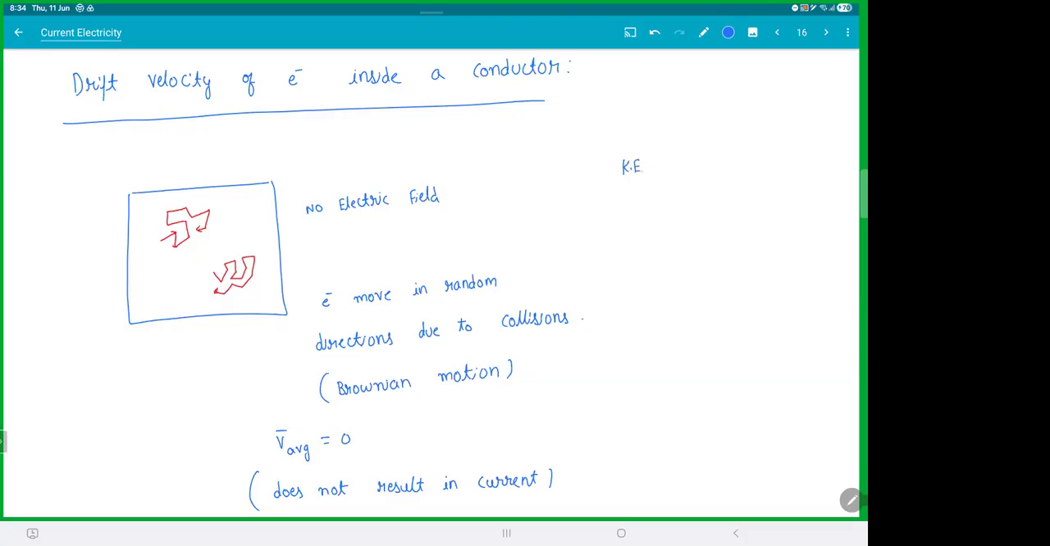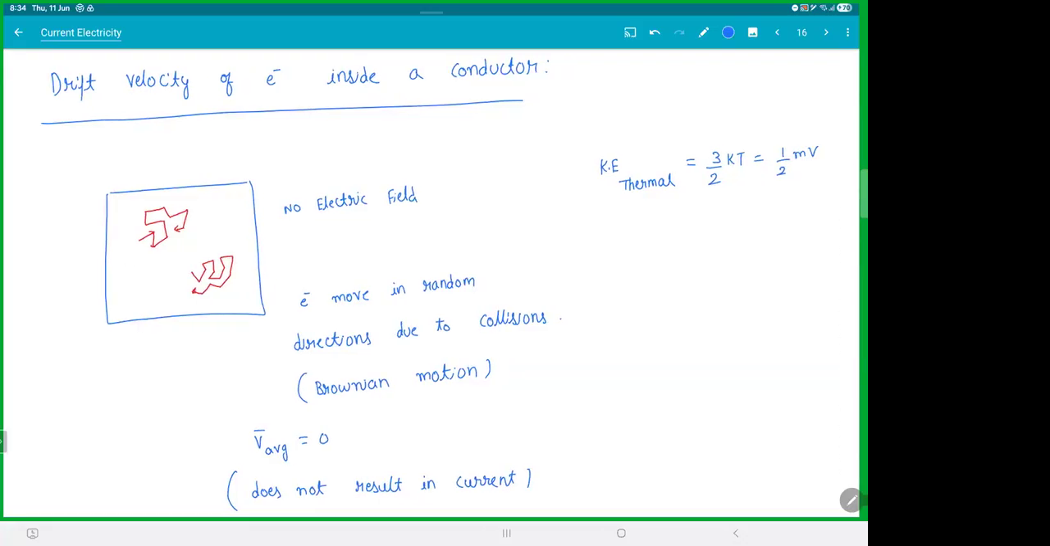And if you actually try to calculate this speed, this is thermal kinetic energy. If you remember, this is equal to 3/2 kT, where k is the Boltzmann constant, which is equal to half m v thermal squared. So this speed is called v thermal because this is coming due to temperature. And this speed is very high. These electrons inside the conductor are moving in the range of 10^5 to 10^6 meters per second.